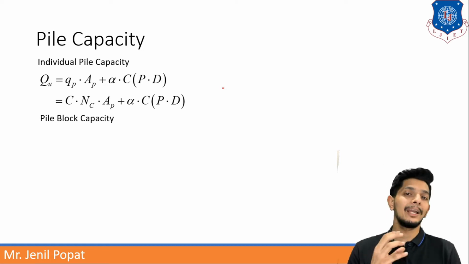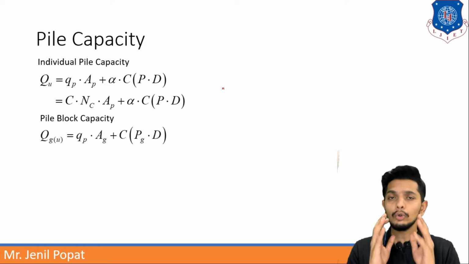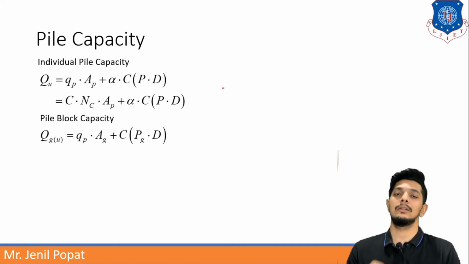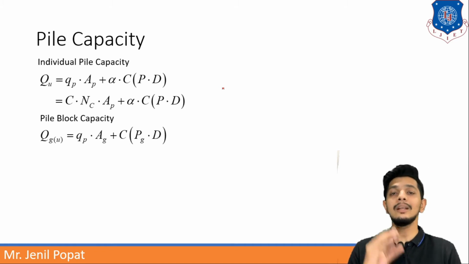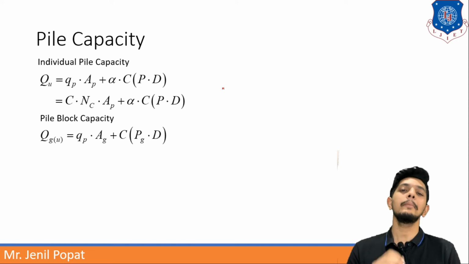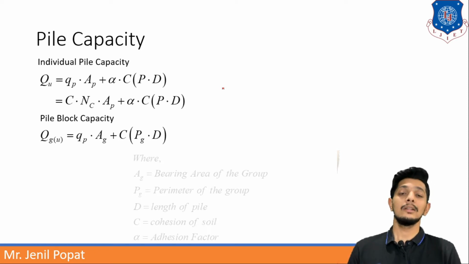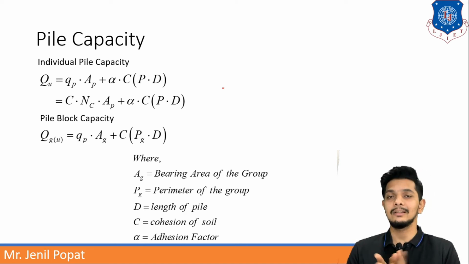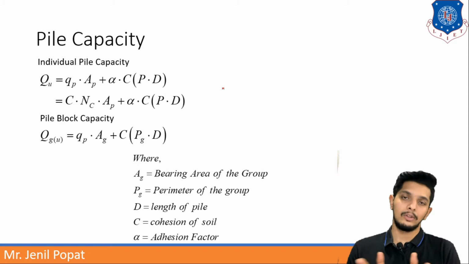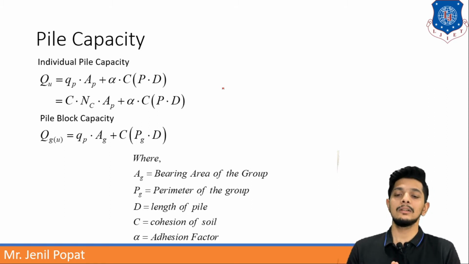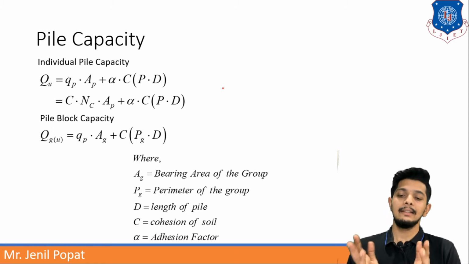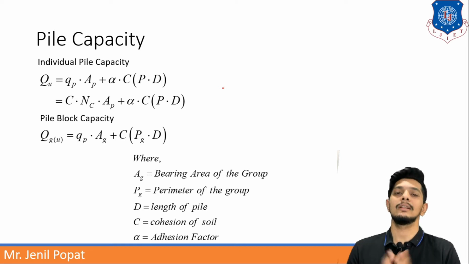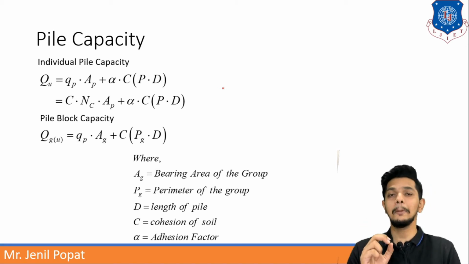Moving forward to block capacity now. Now we are talking about a group of piles. So Qg(u), that is the ultimate capacity of the pile group, can be given as qp into Ag plus C into Pg into D, where the new terms are: Ag, the bearing area of the group of piles; Pg, the perimeter of the group; C, cohesion; D, the depth, or length, of the pile; and alpha, the adhesion factor. So these are the formulas for individual piles as well as the pile block.